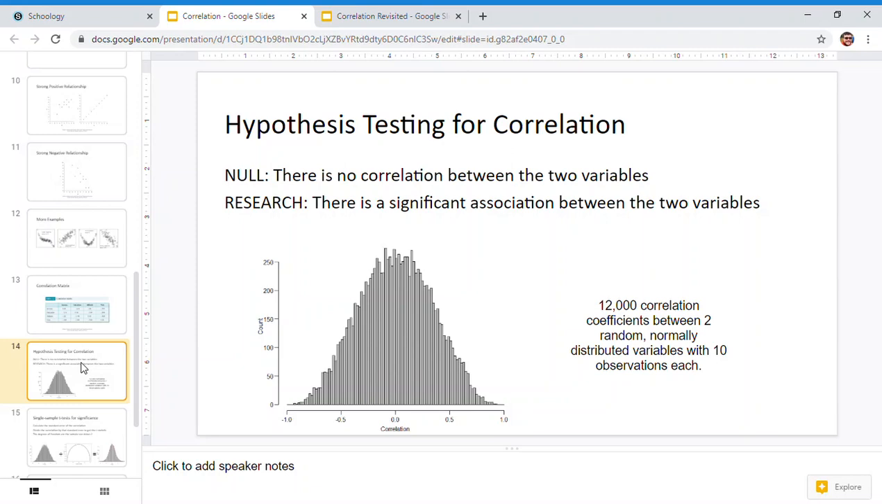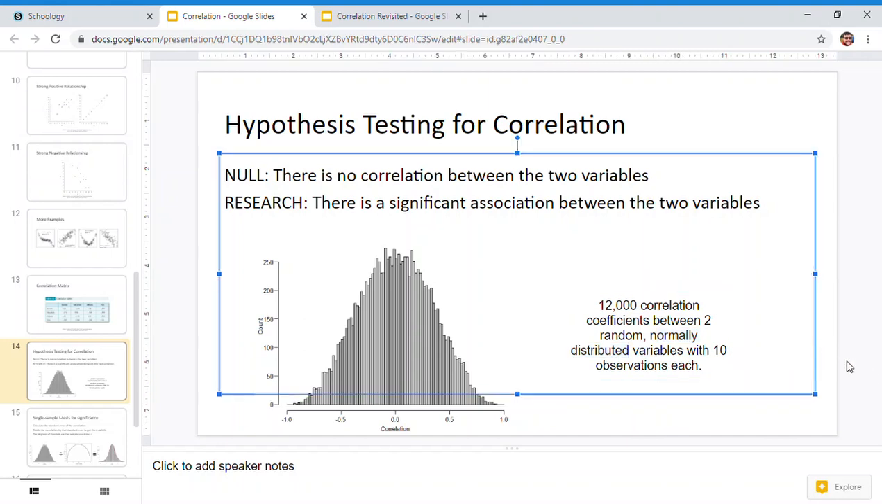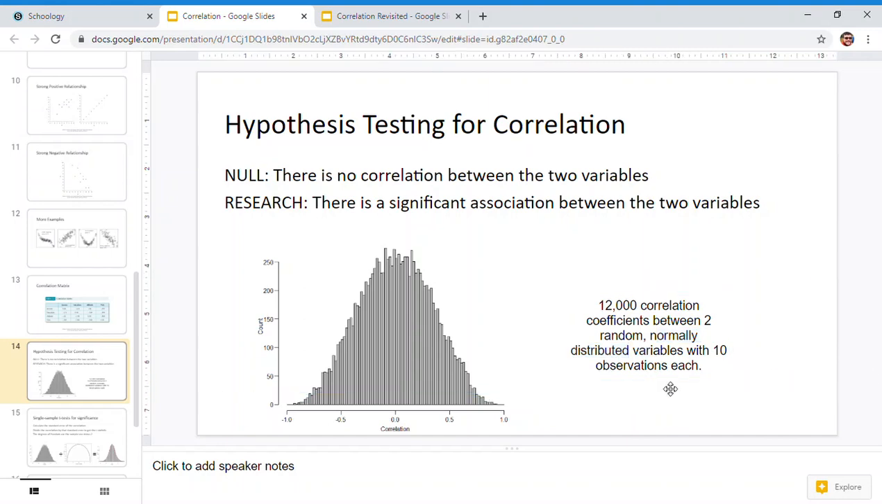So when we do hypothesis testing for correlation, we have a null hypothesis: there's no correlation between these variables. And our research hypothesis: there's significant association between the variables. So some data I did. I generated 12,000 different pairs of random normally distributed variables with 10 observations each. So the correlation should be 0, but you can see that sometimes just by chance there was a correlation up here close to 1. Sometimes by chance there's a correlation of -1. So even if there's no true correlation underneath them, you can still get a range of correlations.